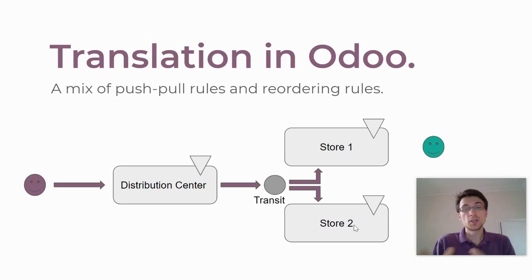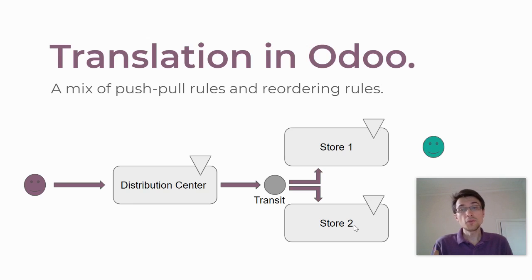Why do we split the move between the distribution center and the stores into two moves? It's because we believe that there are different responsibilities. So for different responsibilities, we need different pickings. And we need a transit location to track the goods that are in transit between the two warehouses.